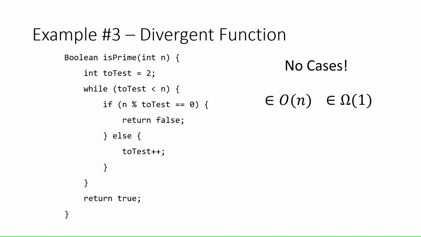However, the tight big O and the tight big omega are actually not on the same order, because if it's a prime number, our loop will go all the way up to our n. If it's not, our loop will stop iterating after only a handful of iterations. So for this piece of code, we actually don't have a big theta that exists.